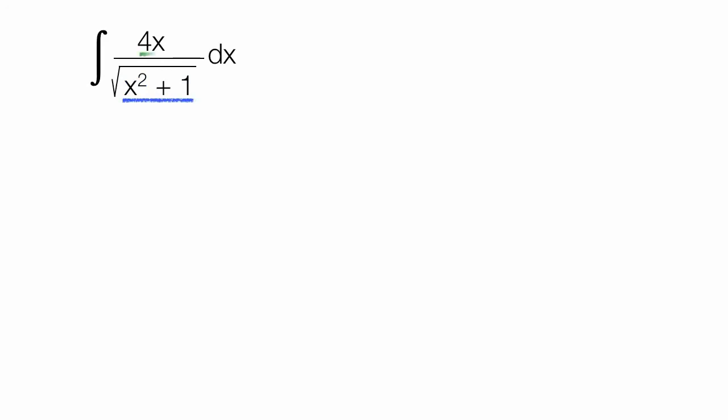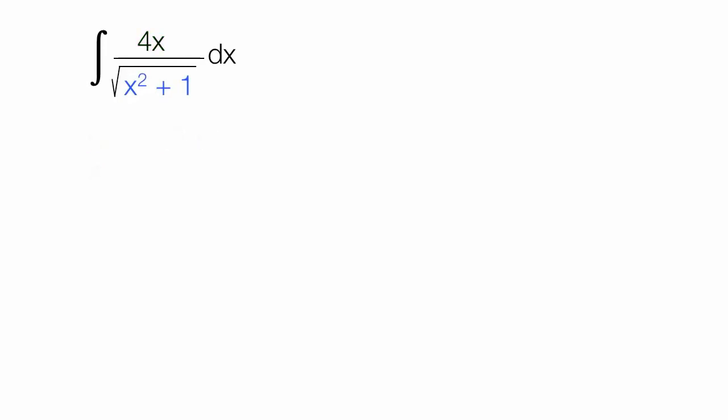If you look at this problem, you'll find that there's a relationship between x squared plus 1 and 4x. In fact, if I take the derivative of x squared plus 1, it's kind of like 4x. So the derivative of x squared plus 1 is 2x. And if you watch a couple of these examples, you'll kind of get the hang of this.